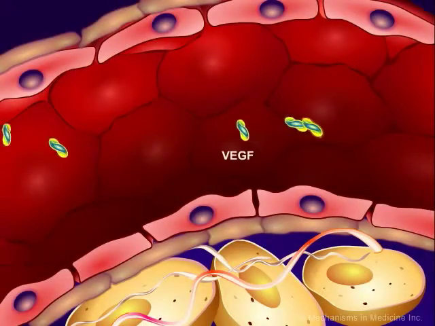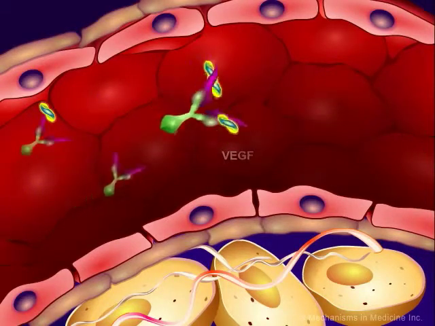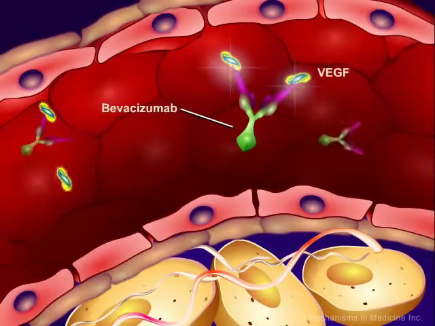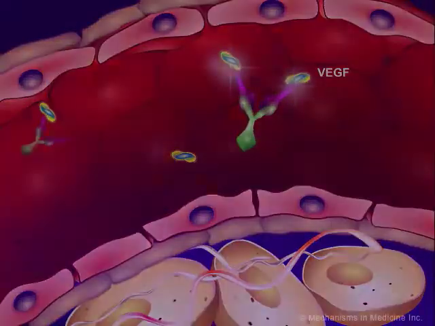Ligands can be neutralized before they bind to the receptors. An example of this is bevacizumab or Avastin, which is a humanized monoclonal antibody that targets circulating vascular endothelial growth factor or VEGF. Platelet-derived growth factor or PDGF and fibroblast growth factor or FGF are other examples of ligands that can be targeted for different cells in the body.